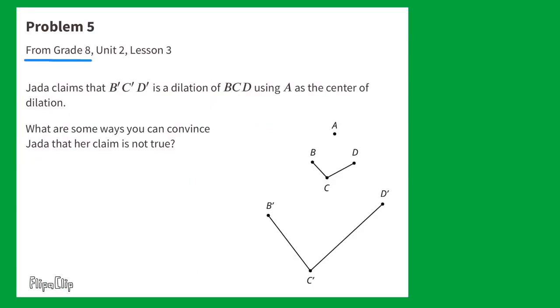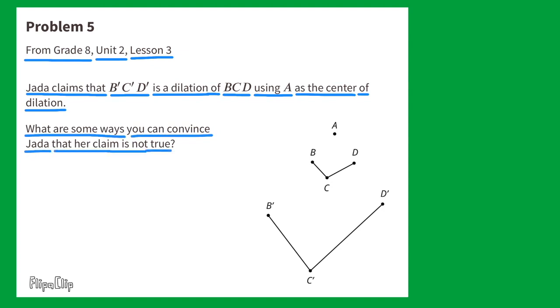Problem number 5. From 8th grade Unit 2, Lesson 3. Jada claims that B prime, C prime, D prime is a dilation of B, C, D, using A as the center of dilation. What are some ways you can convince Jada that her claim is not true?